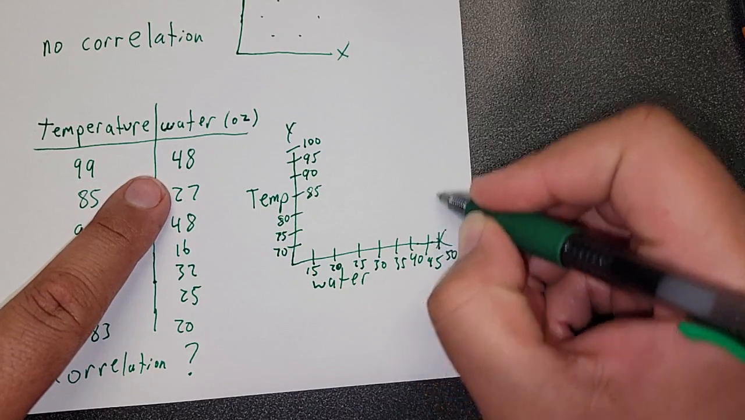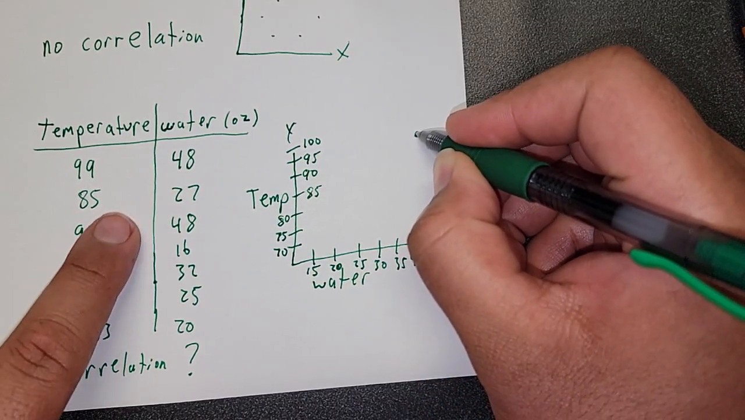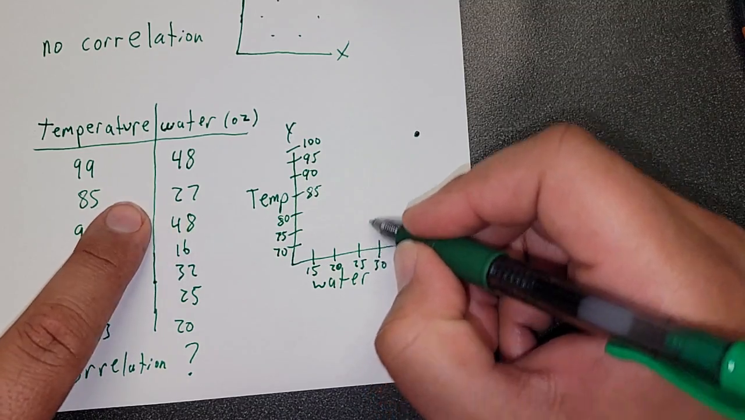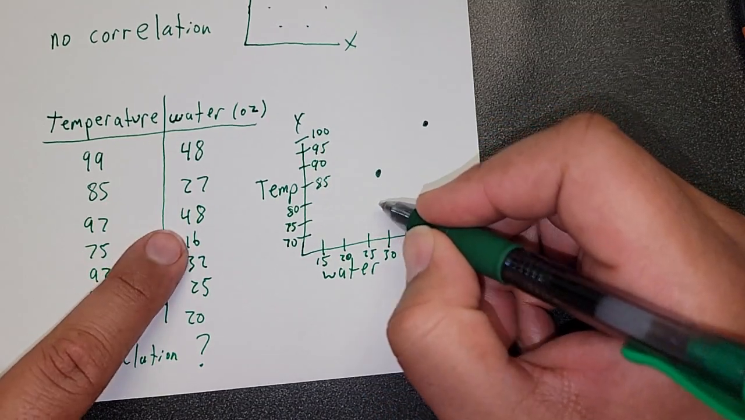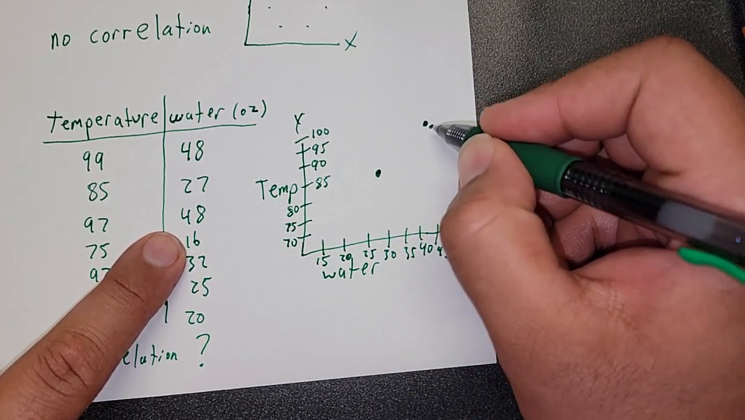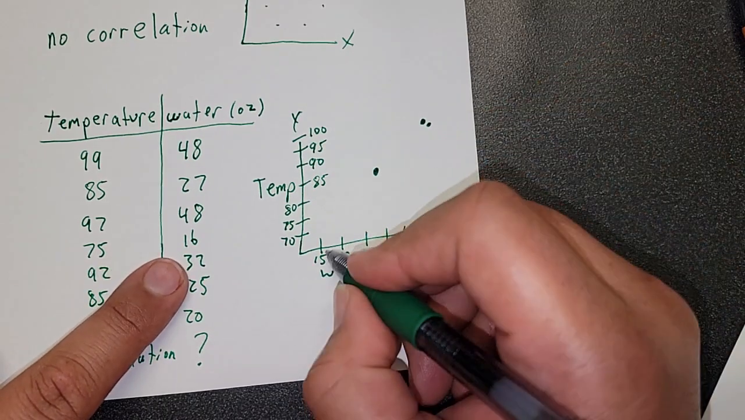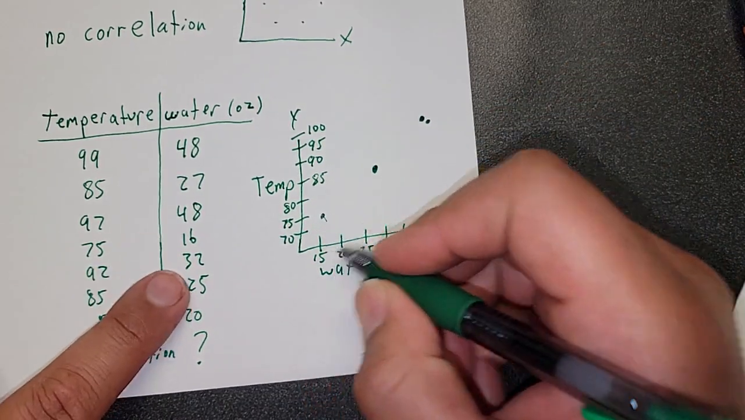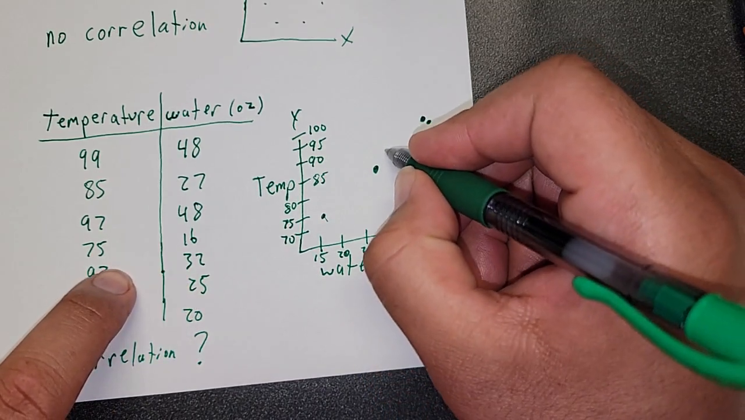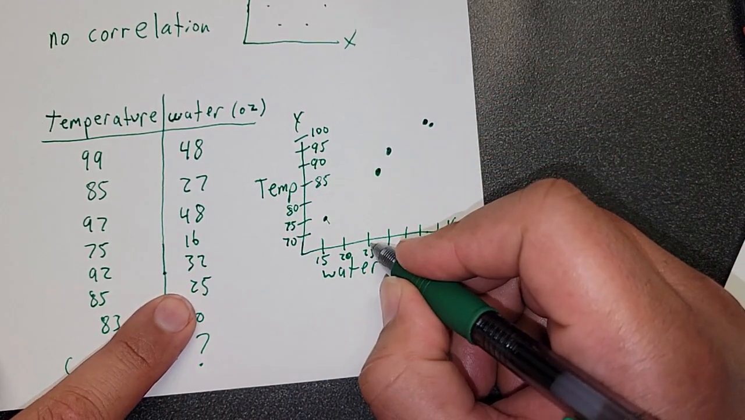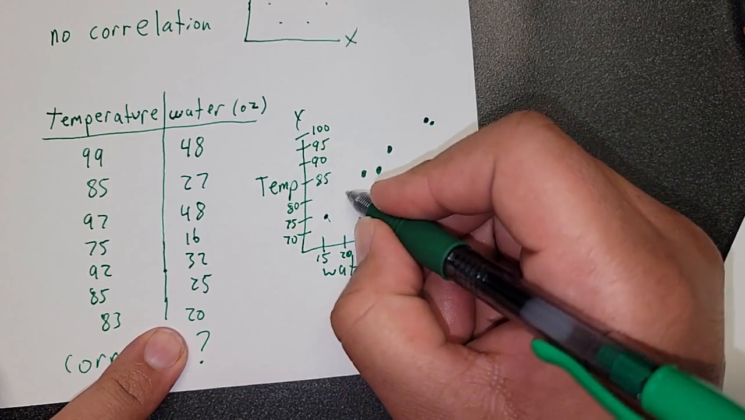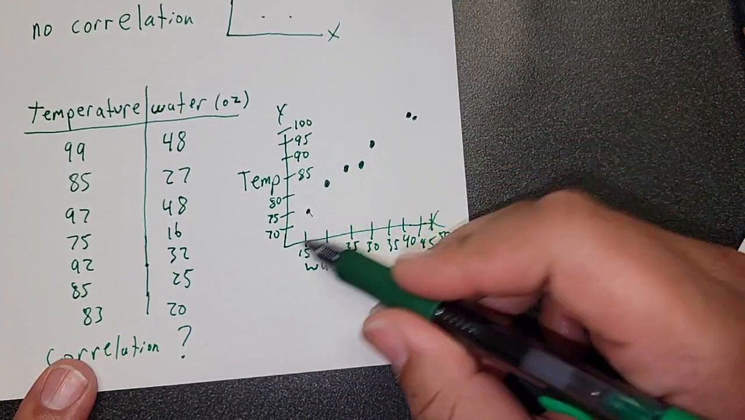So around 48 is going to be at 99, put a dot. 27, right, just like right here, it's going to be about 85. Again, 48 and 97, so it's a little bit lower. All right, 16 was at 75. Kind of doing this backwards, but it's okay. 32 is at 92 right here. 25 is at 85. And 20 is at 83. Right? So here's my data.